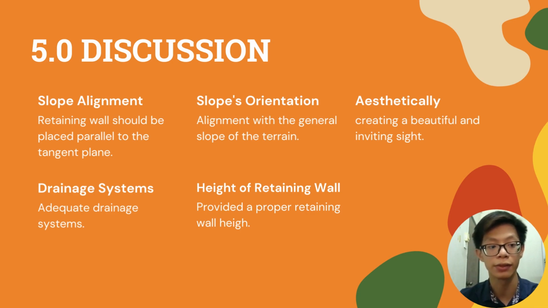It may be necessary to add a batter, which is a slight inward or outward inclination of the wall face. The tangent plane slope can also be used to determine the batter inclination to ensure that the wall is aligned with the overall slope of the ground.